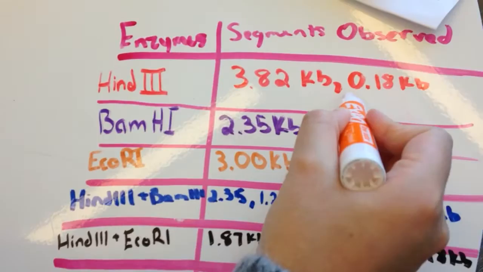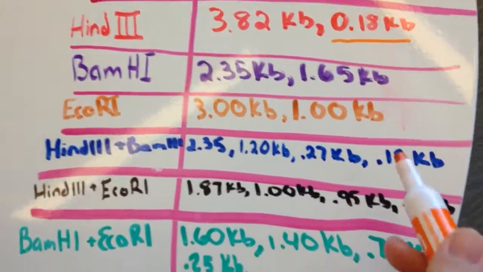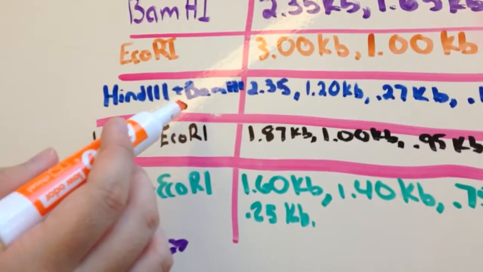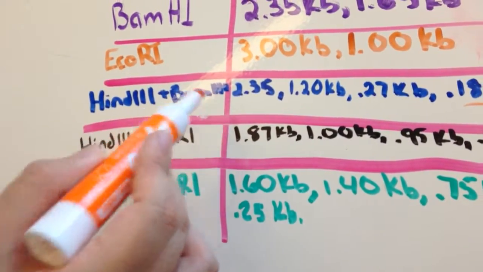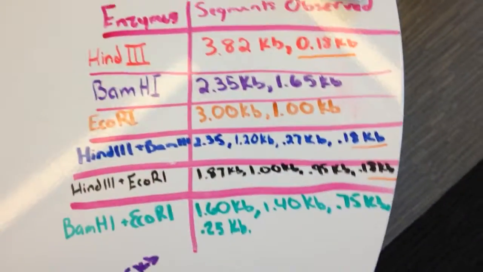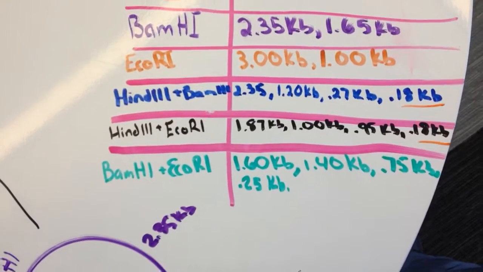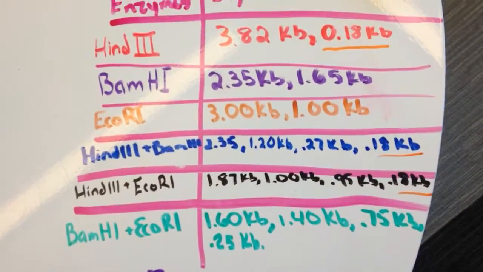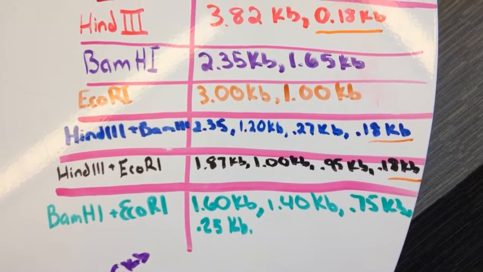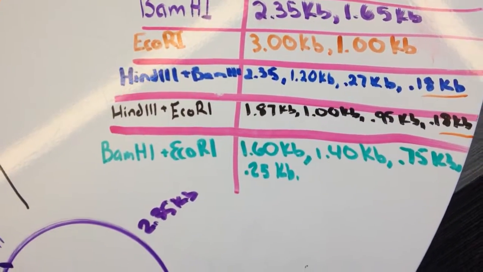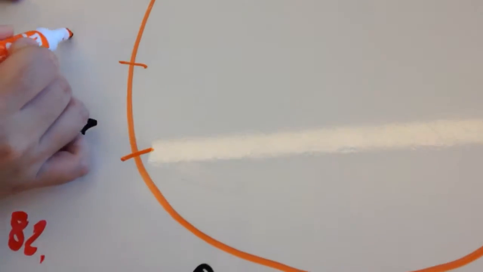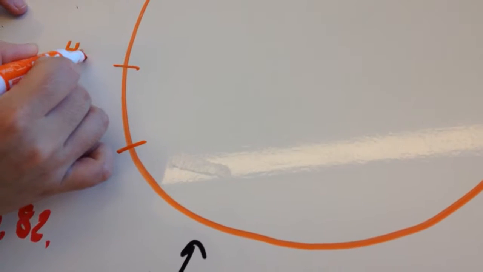So here's the smallest fragment of HIN3, which is also in the combination of HIN3 and BAMH1 and HIN3 and EcoR1. So we can tell that the smallest fragments are not interrupted by BAMH1 and EcoR1. So we're just going to move this thing right here. And here's our HIN3.